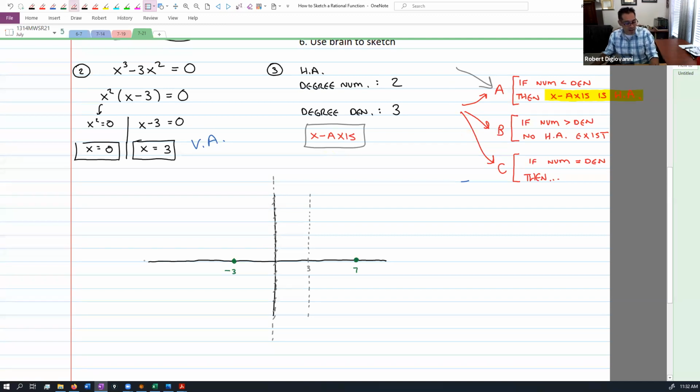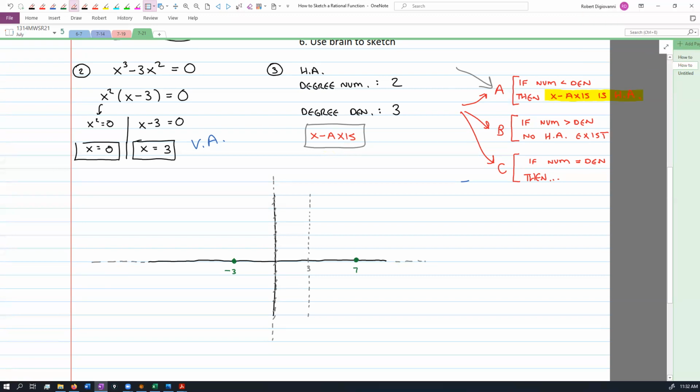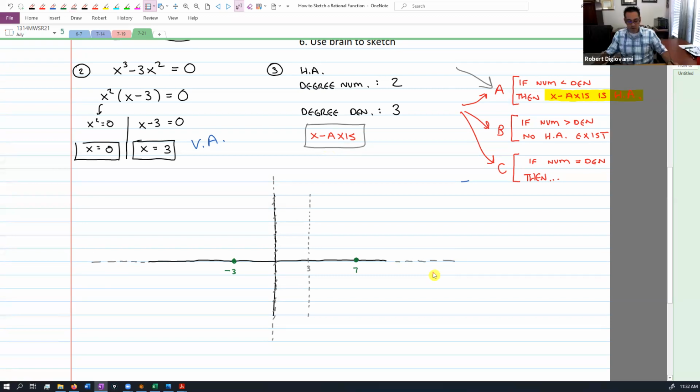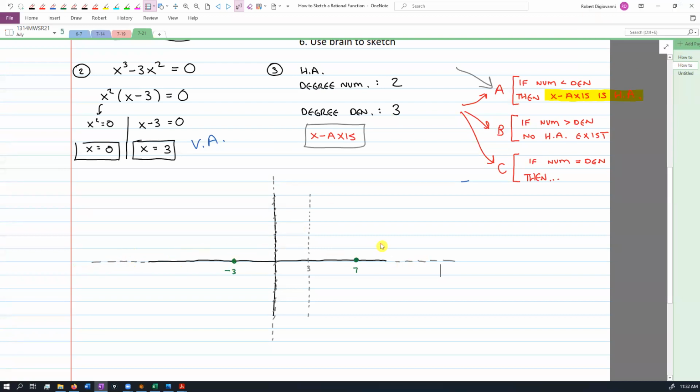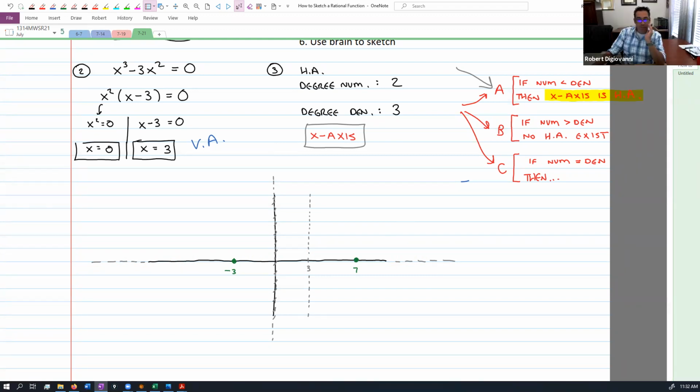So since it's the x-axis, we'll do what we did before. Just to the left of the x-axis, I'll draw a dotted line. To the right of the x-axis, I'll draw a dotted line. And those are my magnets. Every single time the numerator's degree is smaller than the denominator, you're always going to have this picture. Okay? Got it. All right, now we need test points.